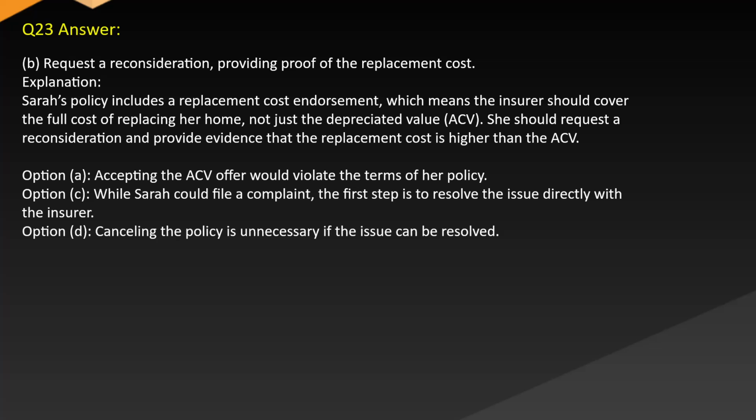Explanation. Sarah's policy includes a replacement cost endorsement, which means the insurer should cover the full cost of replacing her home, not just the depreciated value, ACV. She should request reconsideration and provide evidence that the replacement cost is higher than the ACV. Option A. Accepting the ACV offer would violate the terms of her policy. Option C. While Sarah could file a complaint, the first step is to resolve the issue directly with the insurer. Option D. Cancelling the policy is unnecessary if the issue can be resolved.